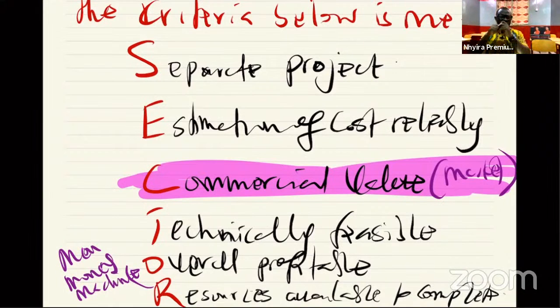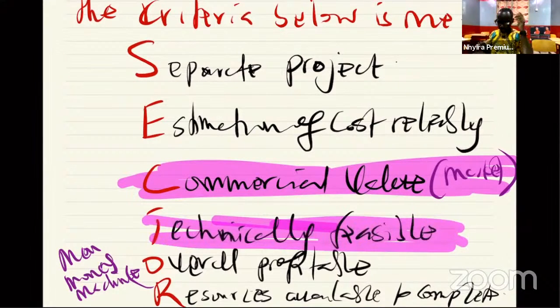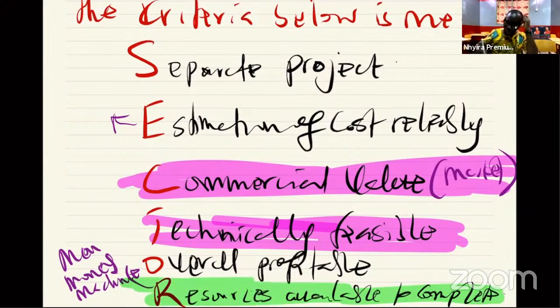So commercial value is going to be something that will stand out throughout. Then the technical feasibility could also be something that could stand out. So normally, separate project, it will be implicit in the question. The cost should be reliably estimated because they will tell you the cost that the organization is incurring. Overall profitability sometimes is implicitly stated. Then resources available to complete. That one also, once in a while, it could be a critical issue in the question. But the one that stands tall in all of these is the commercial value thing. Any questions? This is how we treat research and development as per IAS 38.